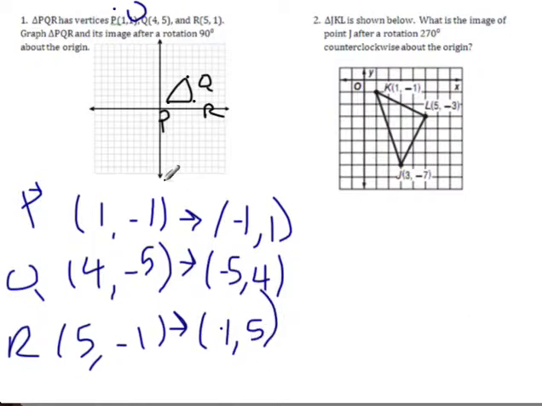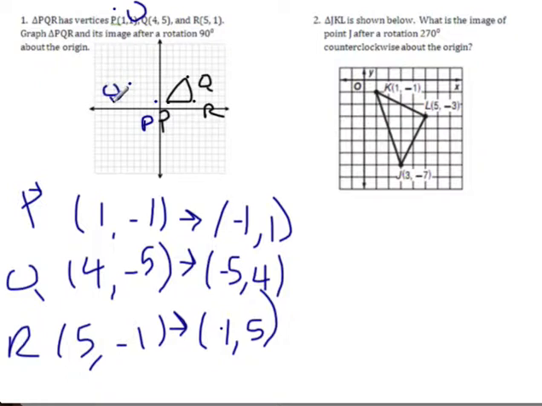Now we need to graph all of those points. We're going left 1, up 1, and that's my P prime. Then for my Q prime, I'm going left 5 and up 4. And that's my Q prime.